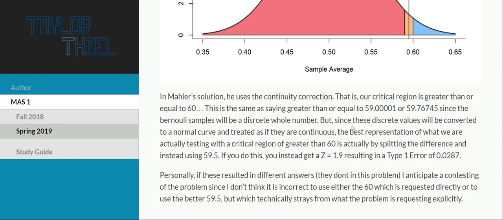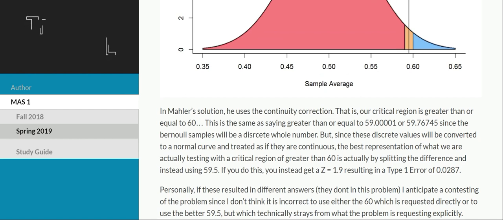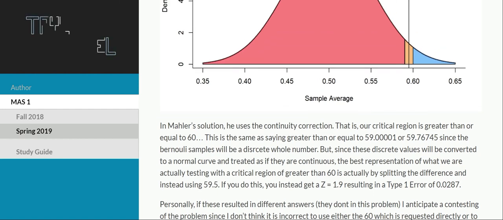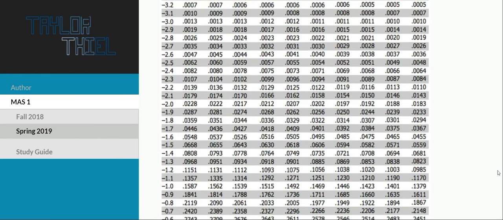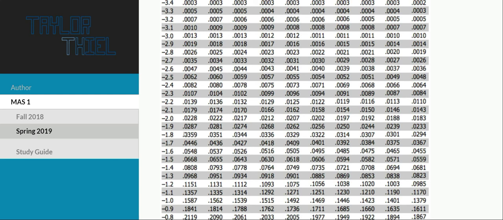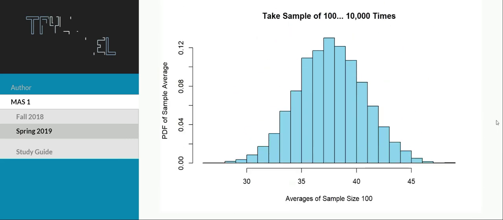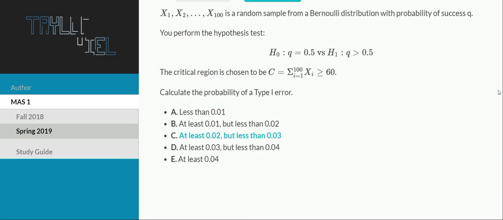And so if you do that instead, and if you prefer to just read the reasoning, I also have this in text form, but if you use the value 0.595 instead, you actually get a z-score of 1.9. And so going up to our table, instead of going to this -2, you would go to -1.9 and get 0.0287. And again, in both cases, this results in the same answer of C.